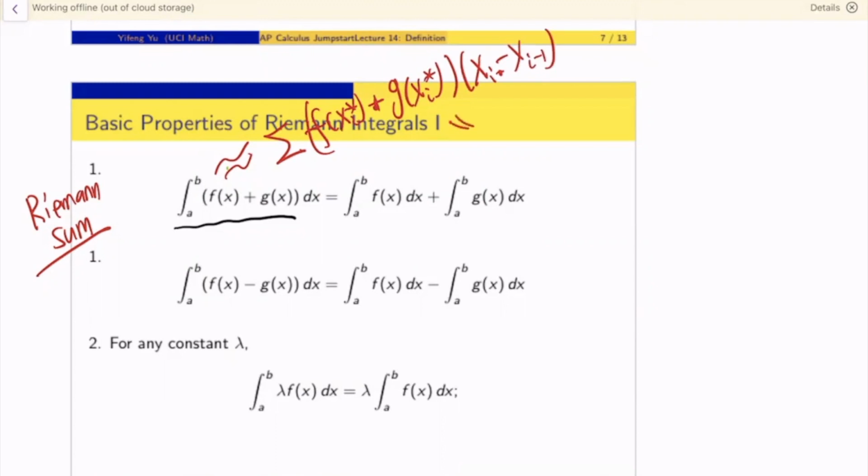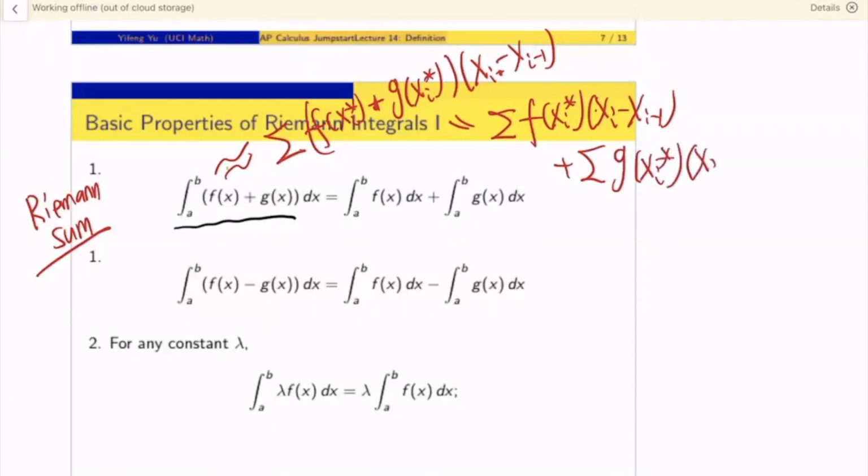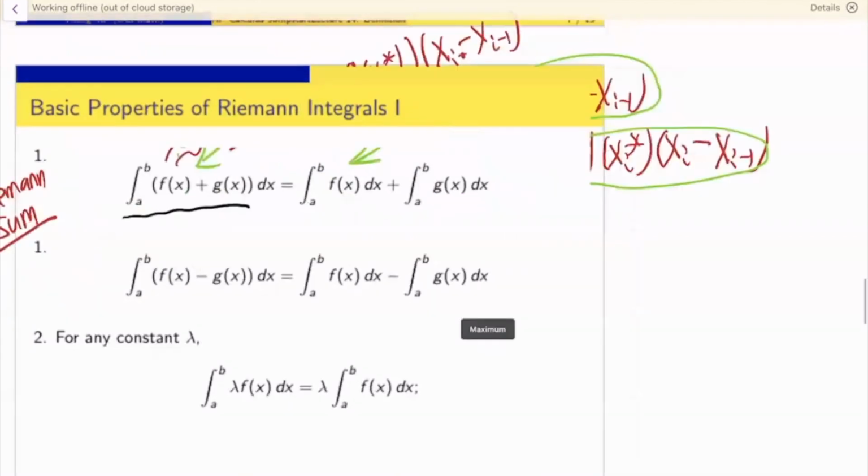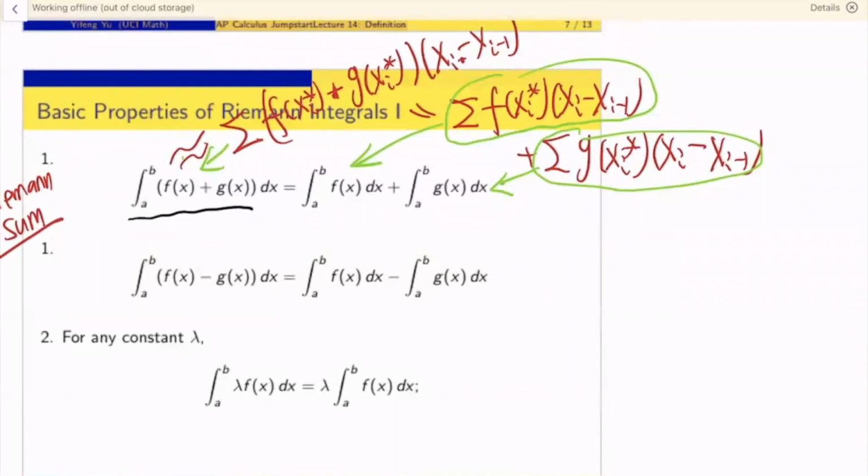And then of course you can just split this into two, right? This is the sum of f(xi*) times (xi minus xi-1) plus the summation of g(xi*) times (xi minus xi-1), right? And then you notice this one will just approximate to the integral of f, and this will just approximate to the integral of g. So my point is, if we go back to the definition of the Riemann integral using approximation of the Riemann sum, then we can quickly establish the property: the integral of the sum equals the sum of integrals.